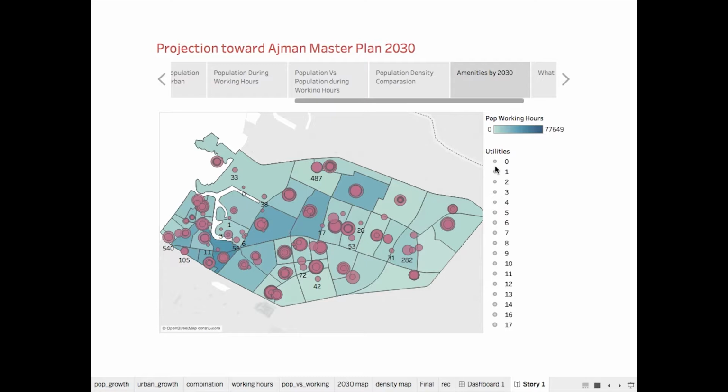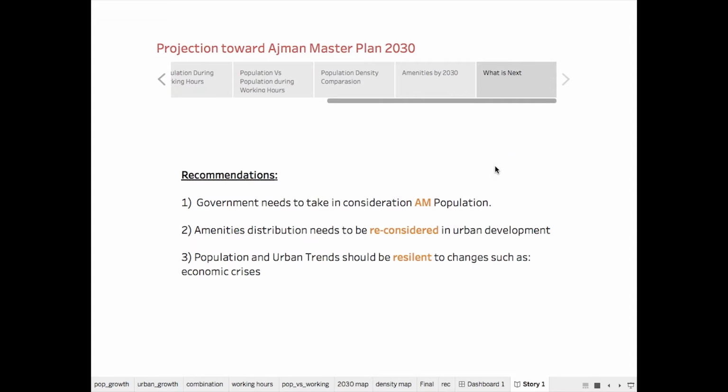So the dots are showing the amenities, and the larger the circle is, the more amenities in that district. What do you mean by amenities? Hotels, restaurants, and other facilities.